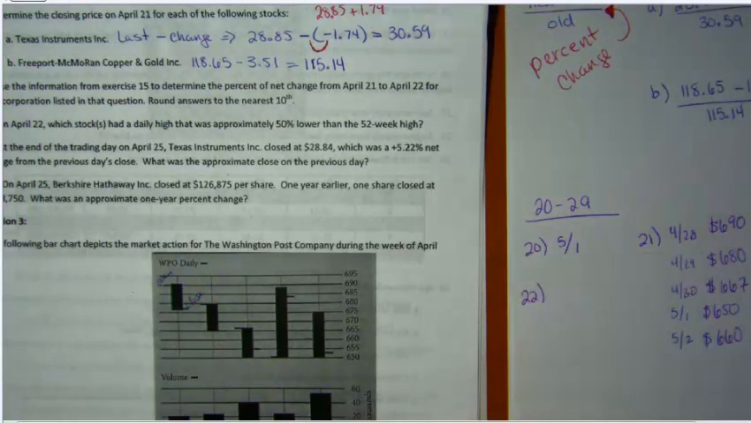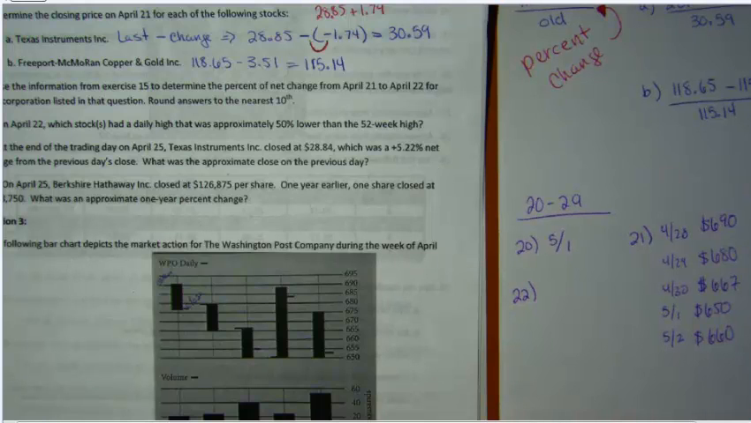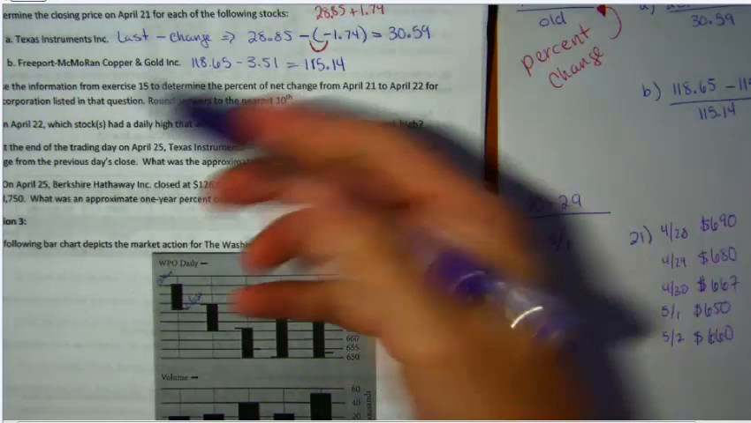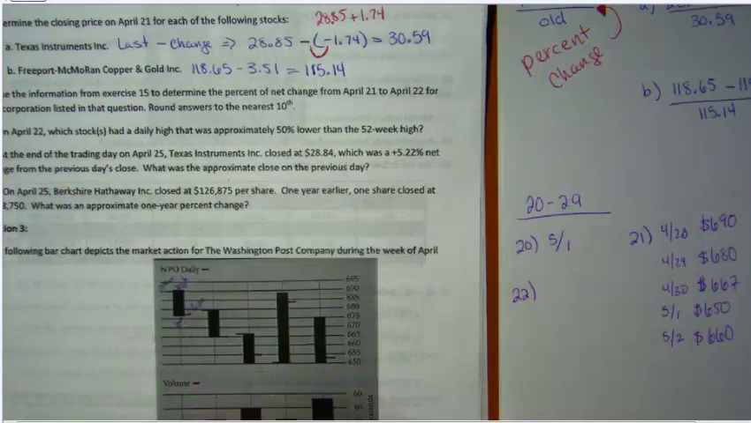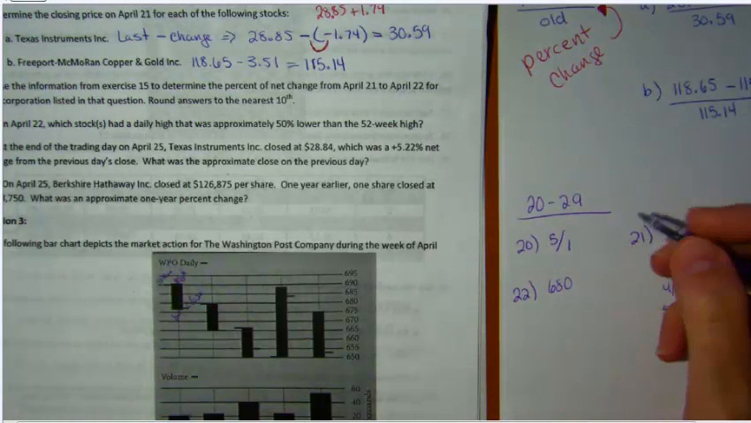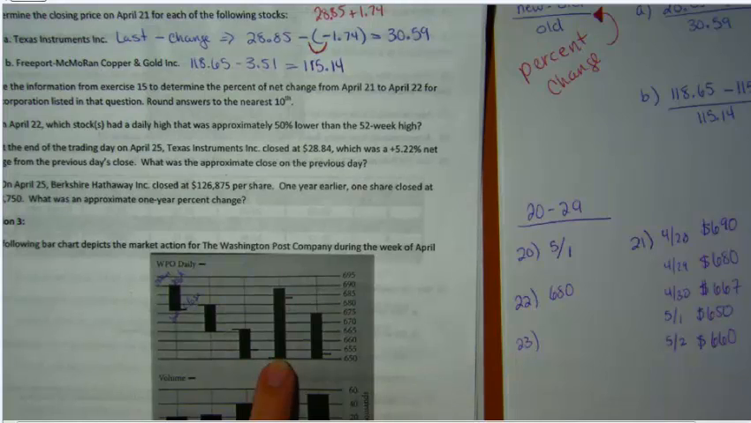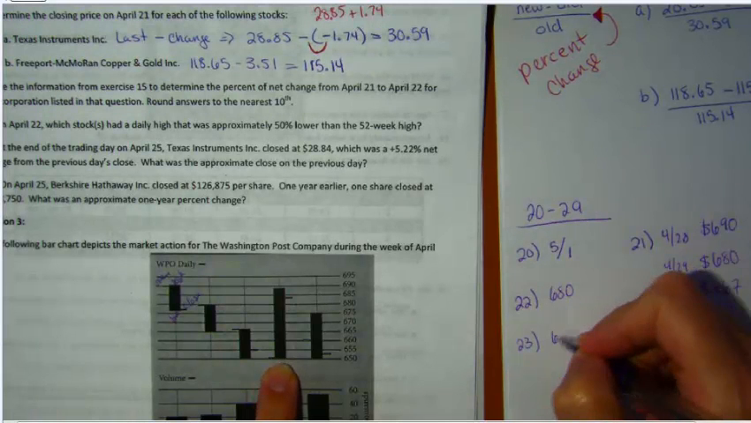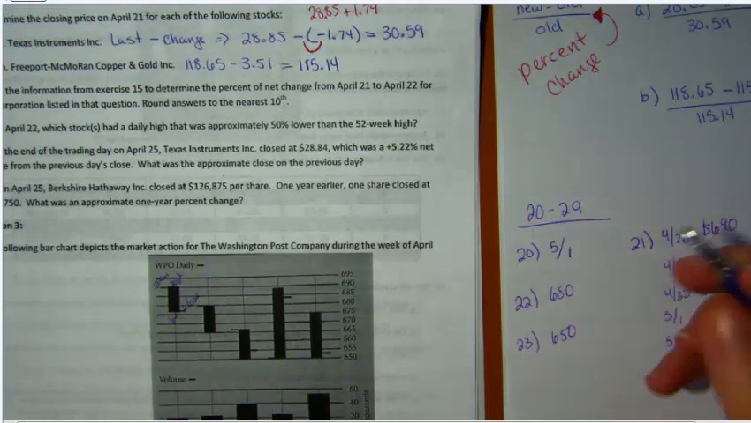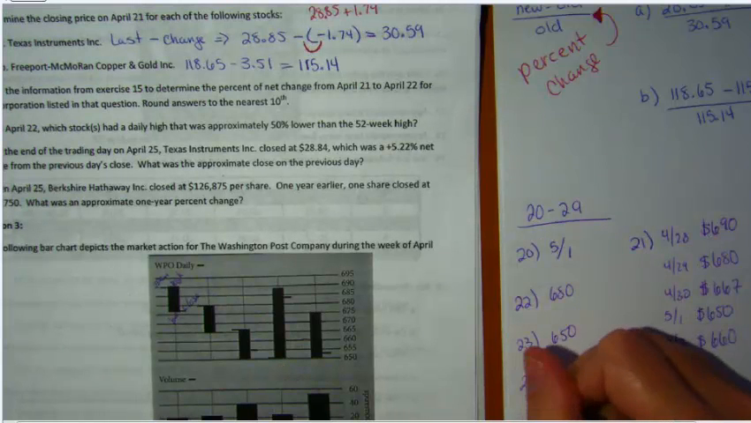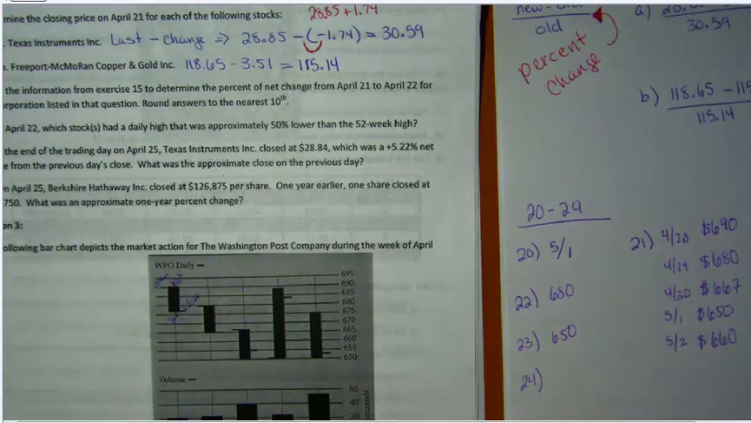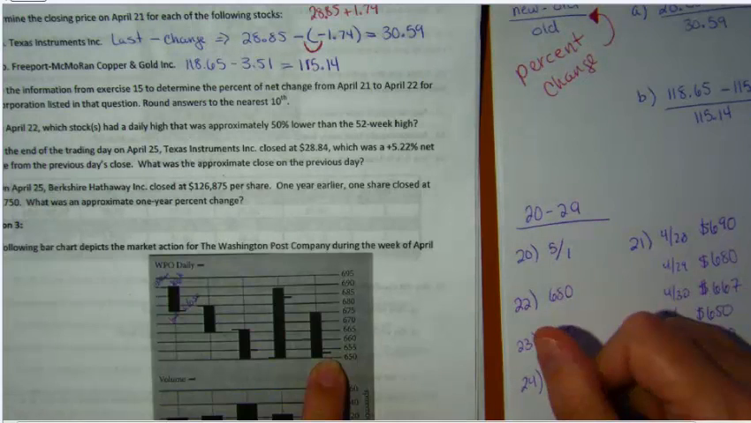Number 22 asks, what is the day's high price on April 29th? Now the little bars off to the side are the open and close. The top is the high and the bottom is the low. So on April 29th, our high was 680. Number 23 asks us for the day's low on May 1st. On May 1st, our low was down here at the bottom, so 650. And then 24 asks us for the close on May 2nd. May 2nd, the close is right here. I'm going to go ahead and say 654.